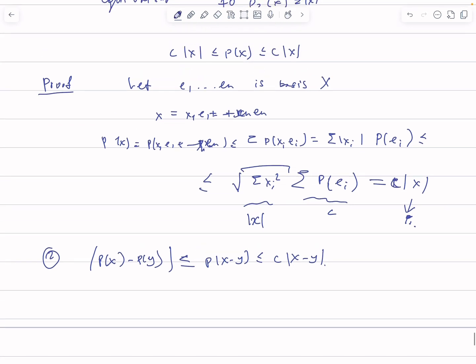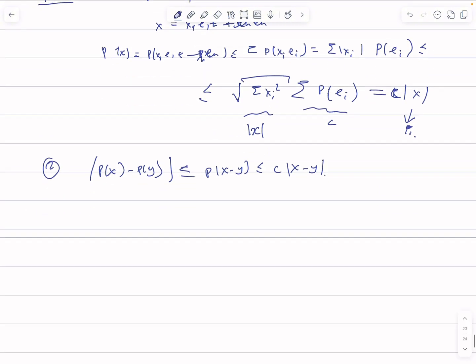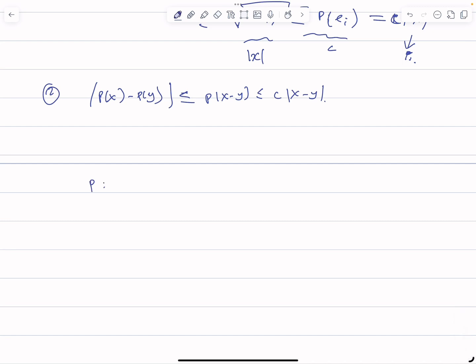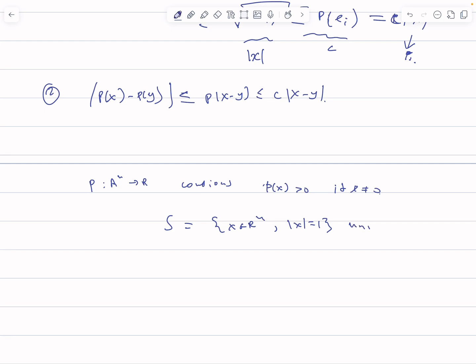We take this one. Y not zero, P of x is greater than zero for all x not zero. This is easy. One more thing. What does sphere mean? We have P from Rn to R, continuous, and P of x is greater than 0 when x is not 0. And the sphere is the set of x in Rn such that the absolute value of x is equal to 1. This is the unit sphere.